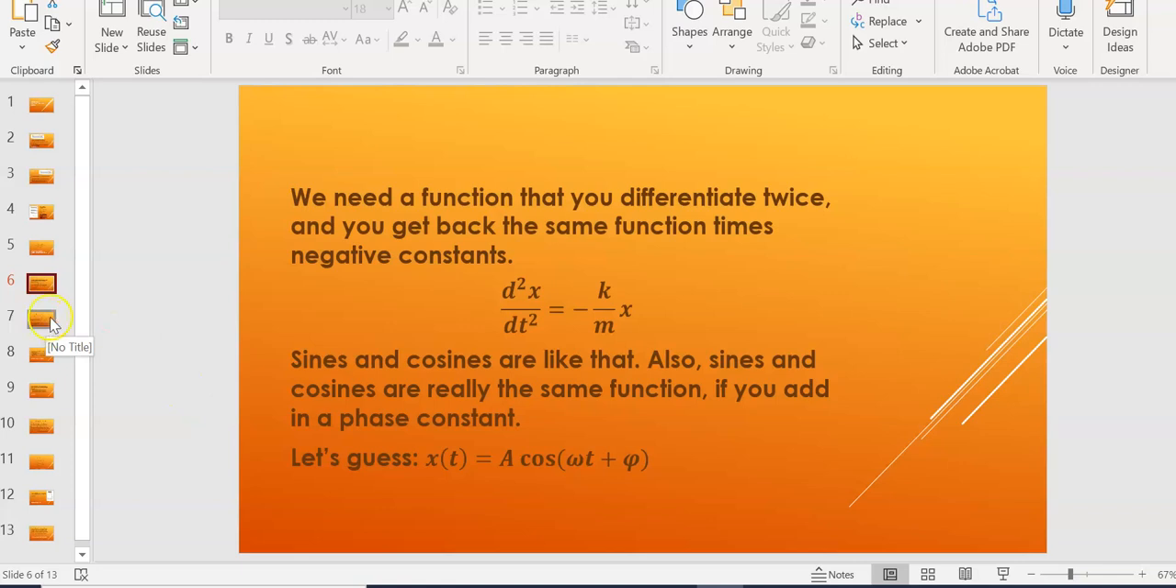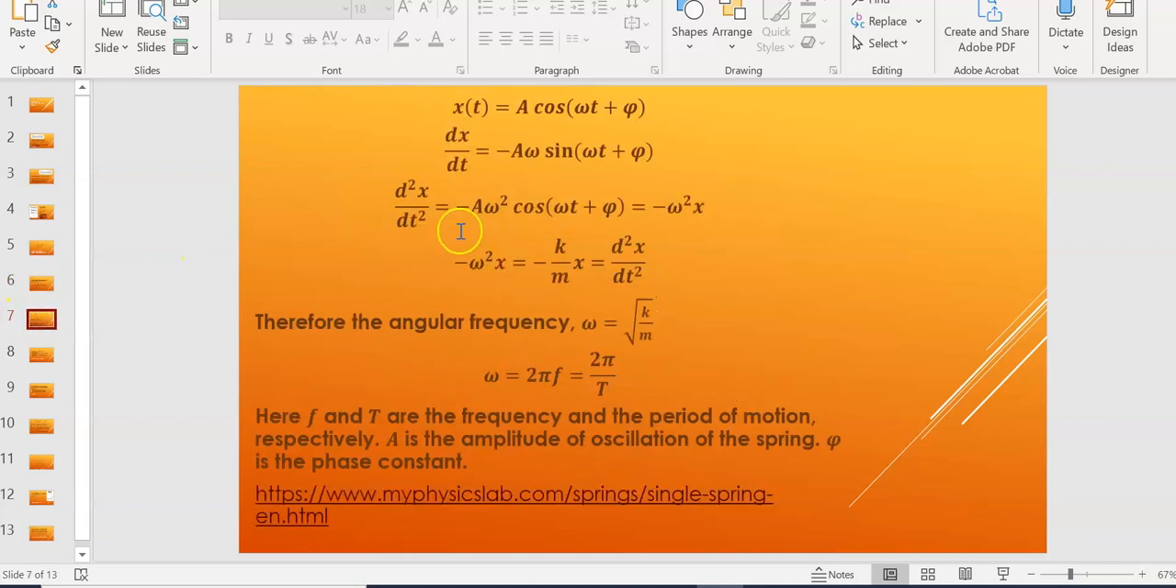What I'm going to do is plug it into my little differential equation and see if it works. Okay, so x of t is equal to A cosine of omega t plus phi. If I take the derivative of that, dx/dt, I get minus A omega sine of omega t plus phi, because the derivative of a cosine is a sine. So now if I take the derivative of that, I have the second order derivative of my position with respect to time. If I take the derivative of my sine function, I get a cosine, right? So now I have minus A omega squared cosine of omega t plus phi.